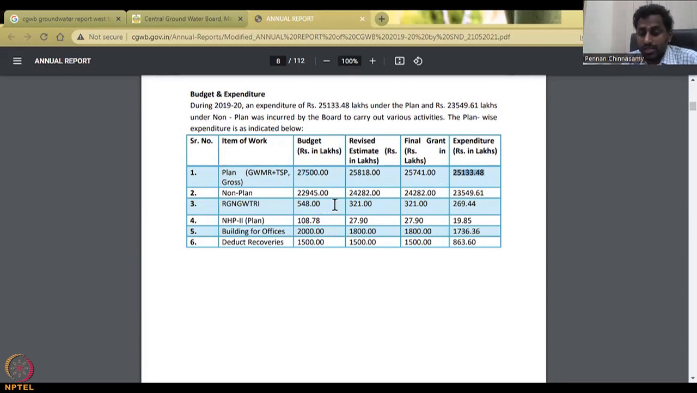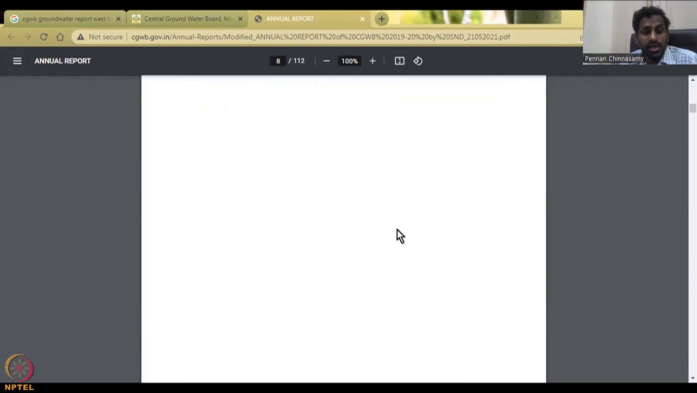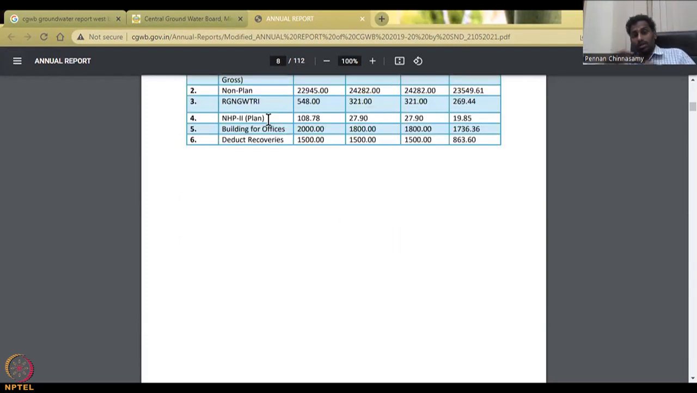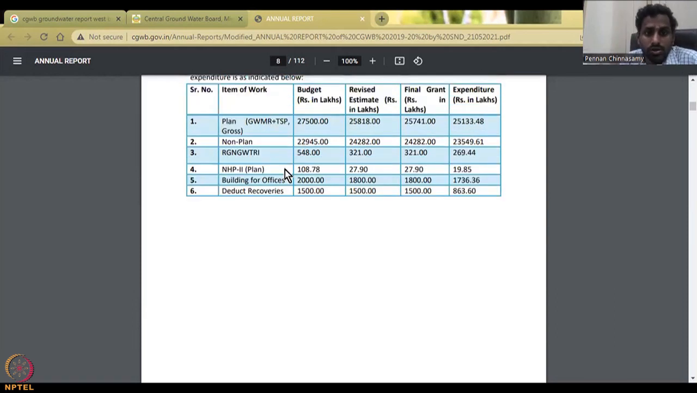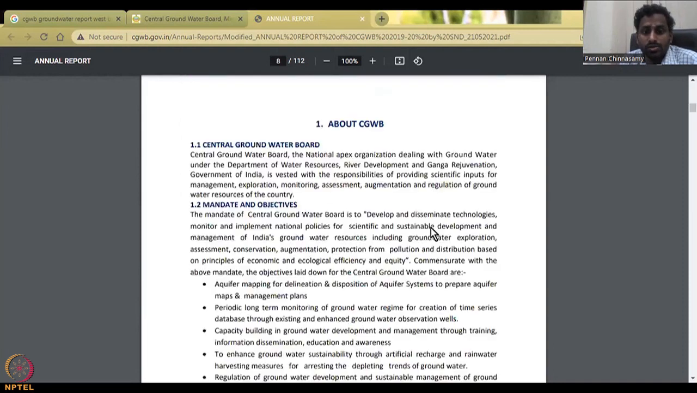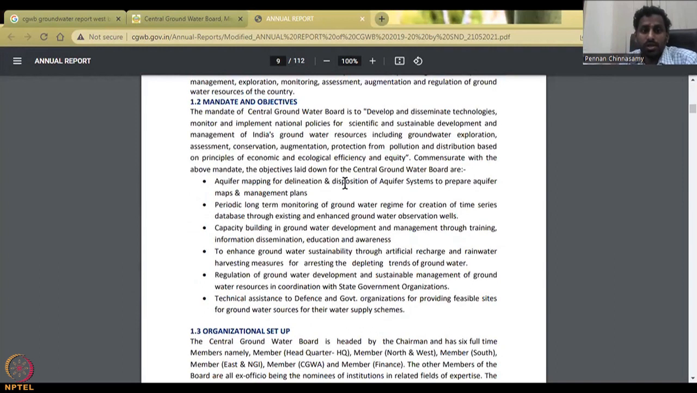So you see how much budget was given, how much final grant was given, and how much was used. Okay. And then non-plan, all these things, buildings, officers, recoveries. NHP is the National Hydrology Project, where they are mapping the aquifers and their size and all those kinds of things. So you could see how the budgets are broken up and how they are used. And then some mandates about CGWB, what their objectives are, you can find everything.